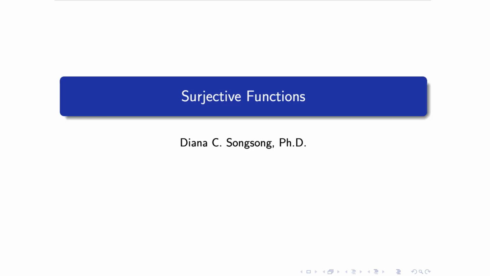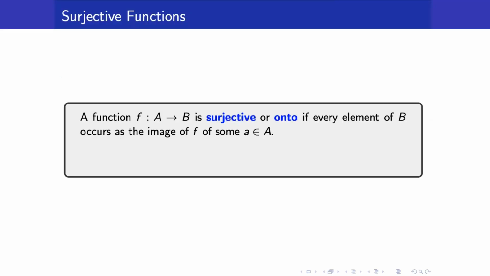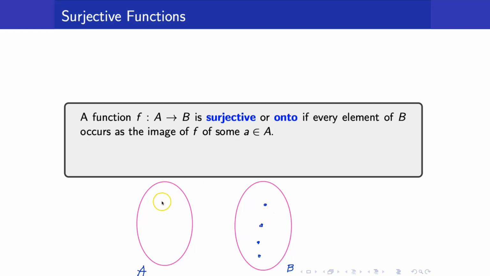In this lesson, we are going to study surjective functions. We say that a function is surjective or onto if every element of B occurs as the image of f of some element of A. So if this is my A and this is my B, all the elements of B should be images of at least some element in A.